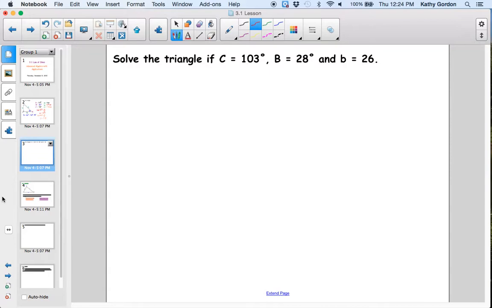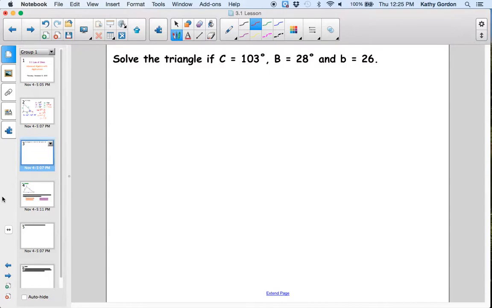So here's the situation where I'm being told that we want to solve a triangle if angle C is 103 degrees, angle B is 28 degrees, and side B is 26. Okay? So again, in this case, since I was not given an actual picture to start with, that would be my first step. Draw yourself a quick sketch. It doesn't have to be perfect. It doesn't even have to be to scale. It's really just to help you organize which measurements go where.